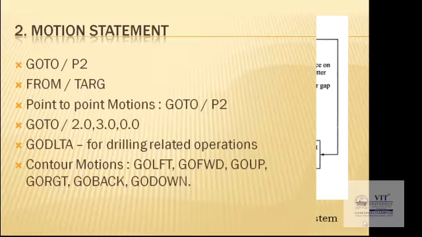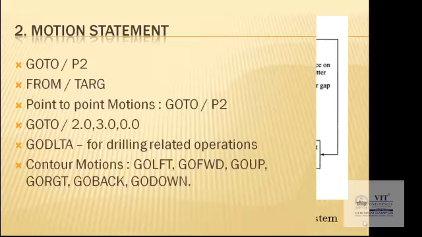So the next one is the motion statement. You have to specify these to move the spindle or tool or workpiece or work table, everything. Okay, so go to point 2. Wherever the tool is, it will go to that particular point. This is from, sorry, this is the target. So from means you can give the start point position.